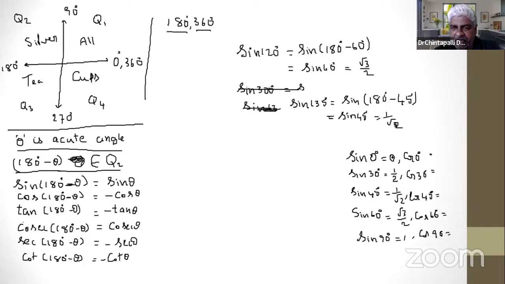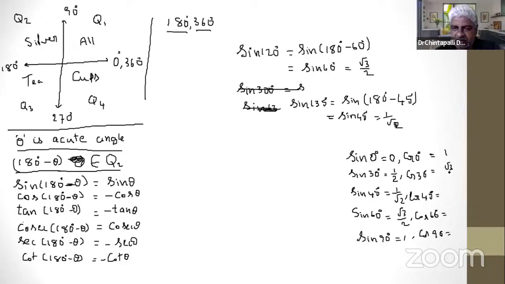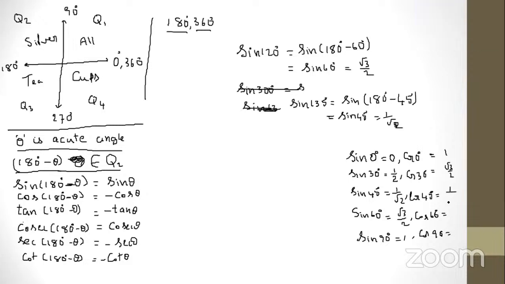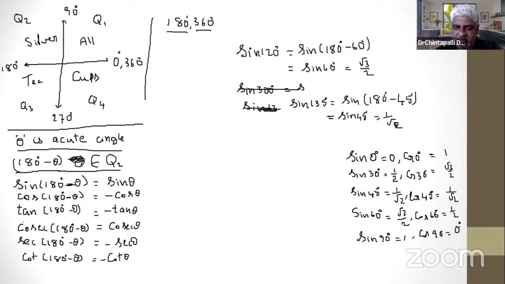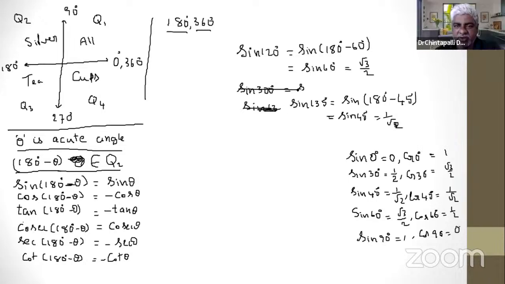That means it is 0, 1 by 2, root 3 by 2, 1. Now write them in reverse: 1, root 3 by 2, 1 by root 2, 1 by 2, and 0. Right. And for tan, it is the division of the numerators by the denominators. Very good. You remember perfectly.